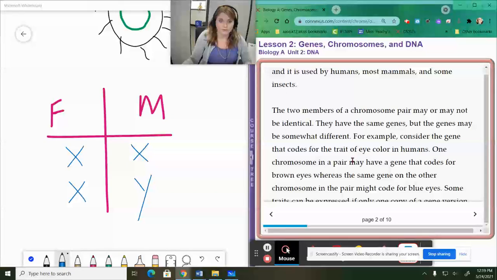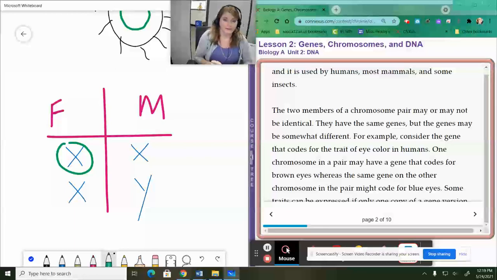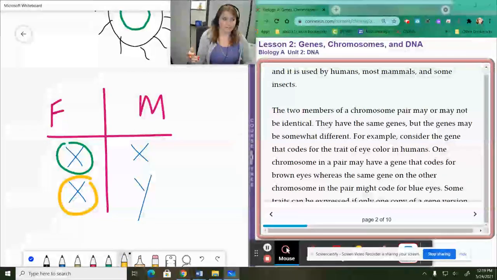The two members of a chromosome pair may or may not be identical. More than likely they're not identical, by the way. So as females, we have an X and we got a second X. Just because these both code for female characteristics doesn't mean they have the exact same genes on each one. They all carry the same set of genes, but each gene might be slightly different.